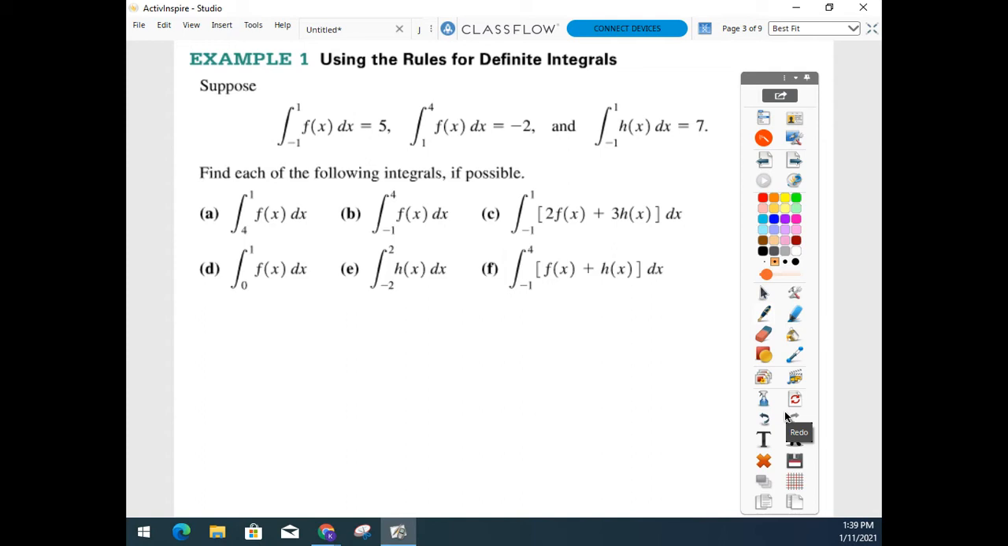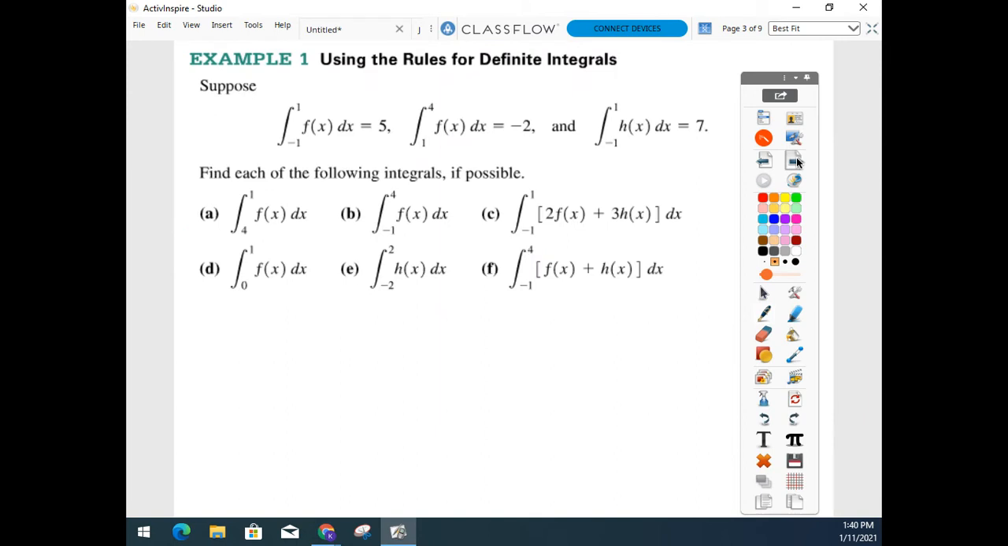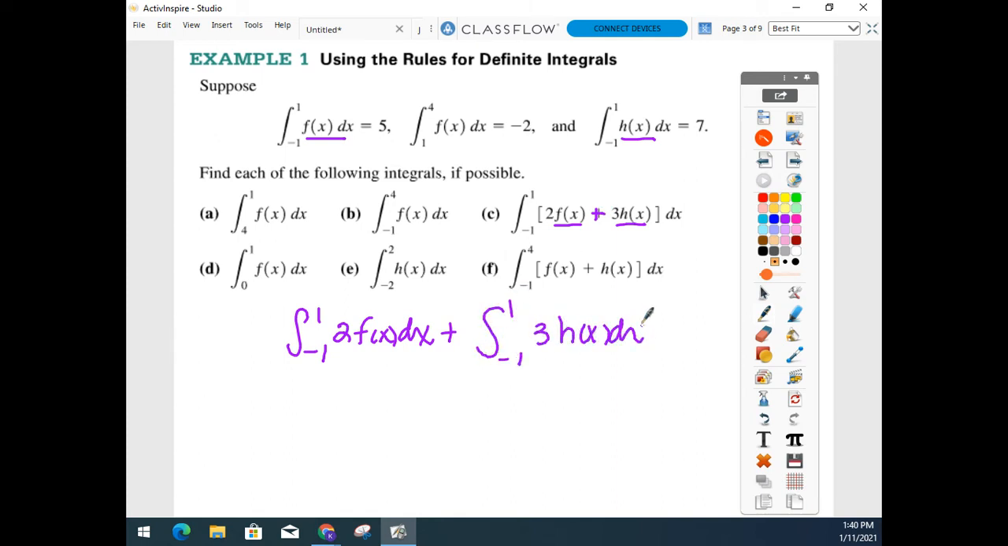Number part C. All right, so this is where we're going to use, first of all, the sum and difference, second of all, the constant multiple. Because I know negative 1 to 1 for both f and h, this is possible. So first we can do the integral of f of x dx and separate it with a plus, negative 1 to 1 of 3h.